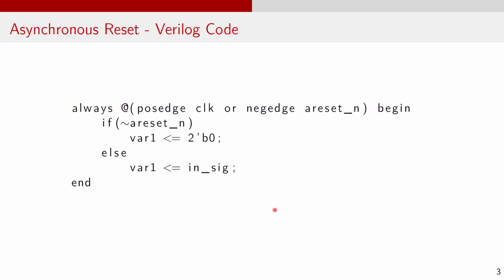Here is the Verilog code where we have asynchronous reset. In this always block, at the negative edge of the reset signal, if the value of reset is 0, var1 is set to 0. We can see that in this always block, the asynchronous reset signal reset_n is effective independent of the clock.